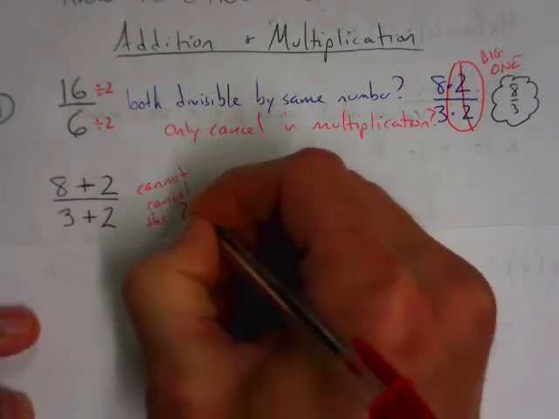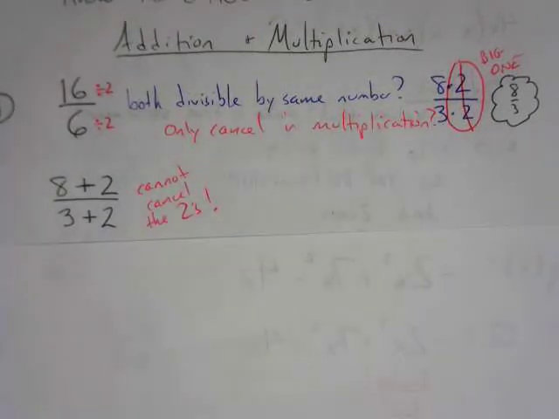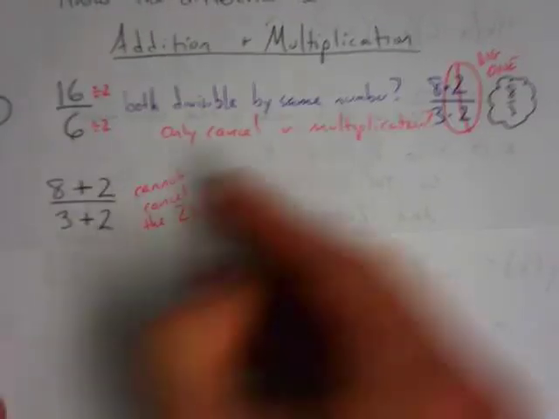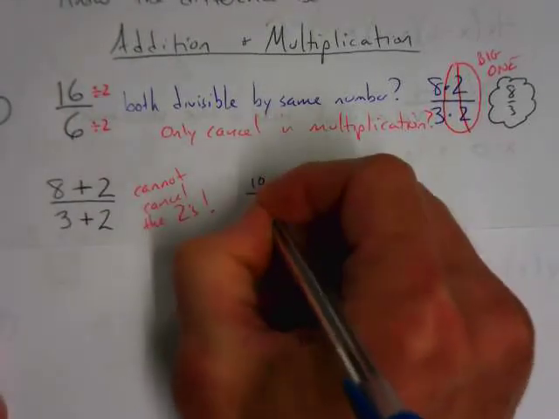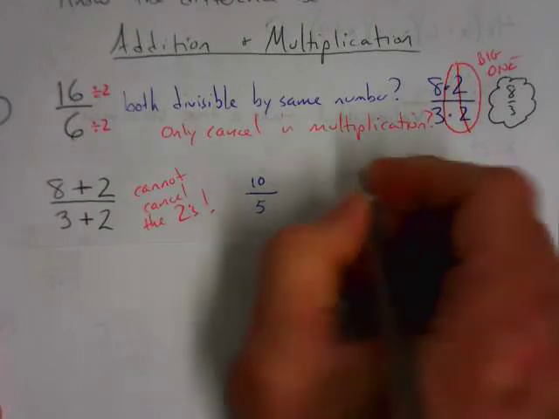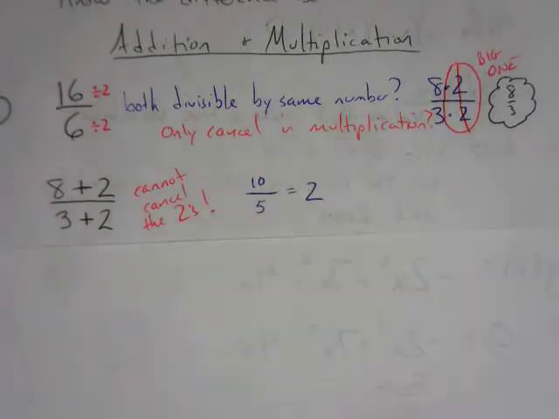Hopefully you see why by now. So we cannot cancel the 2s here. Why not? Well, because 8 plus 2 in the numerator is 10, and 3 plus 2 in the denominator is 5, and 10 divided by 5 is equal to 2. Okay, so we cannot cancel the 2s. And you're thinking, well, again, why not?